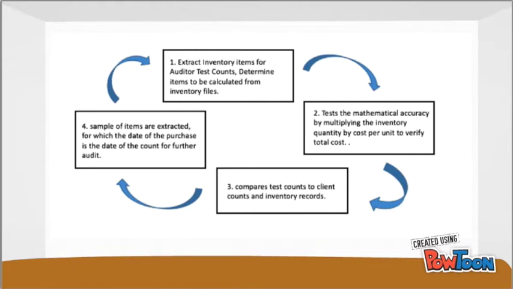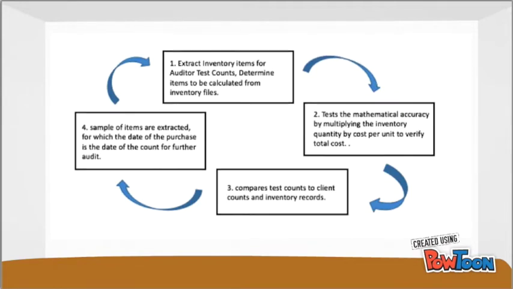Firstly, they extract inventory items for auditors' test counts, determining items to be calculated from inventory files. Then, they test the mathematical accuracy by multiplying the inventory quantity by cost per unit to verify total cost. Next, it compares test counts to clients' counts and inventory records. Finally, samples of items are extracted for which the date of the purchase is the date of the count for further audit.